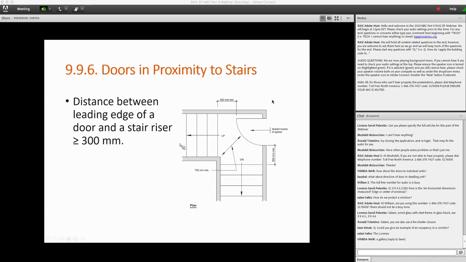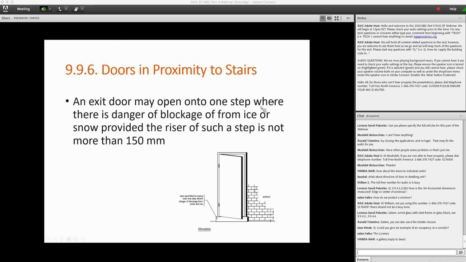And it's under 9.9.6.6 of the code, nearness of doors to stairs. Doors in proximity to stairs. So an exit door may open onto one step. Typically, an exit is required not to open onto a step. Okay. But you may be allowed to open an exit door onto one step if there is a danger of blockage from ice or snow. Right?